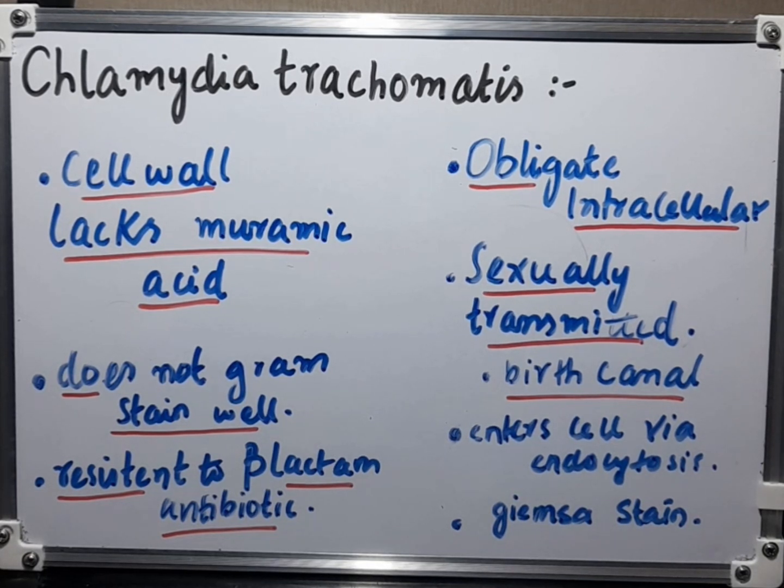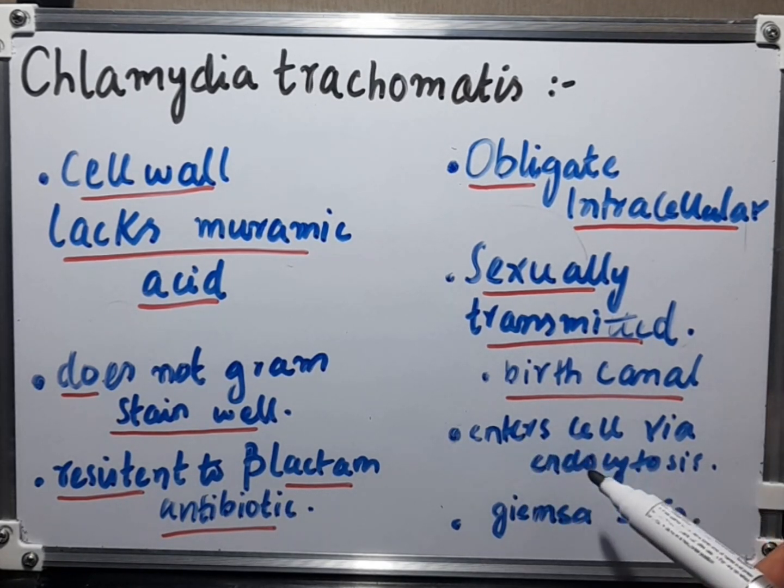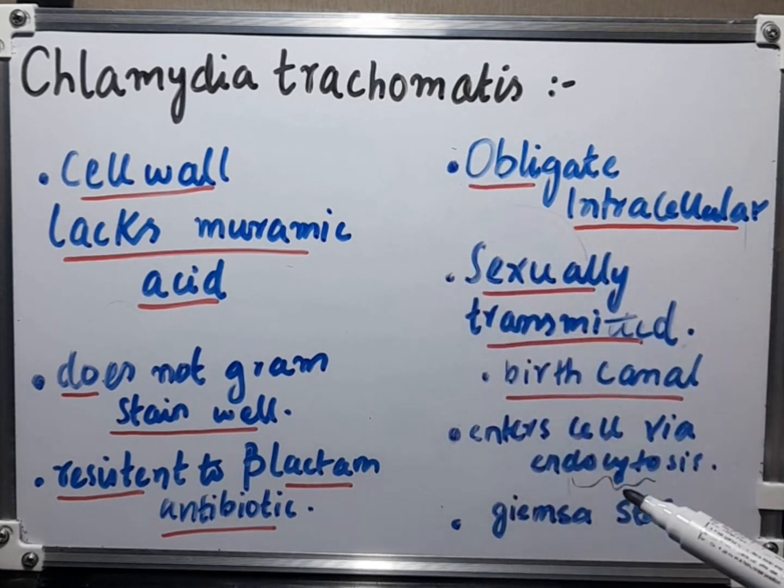Now we will discuss shortly the life cycle of this organism in the host cell. It is different from other bacteria, which is why we are discussing it in this video. The life cycle is replicative: the elementary body enters the host cell through endocytosis and further divides through binary fission and continues its life cycle. Chlamydia trachomatis can be stained with Giemsa stain.